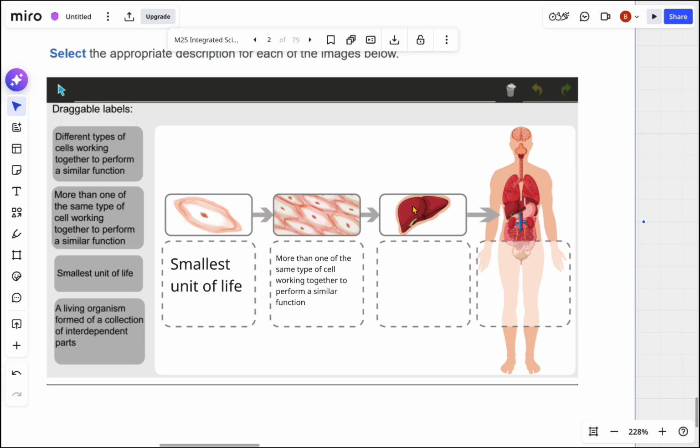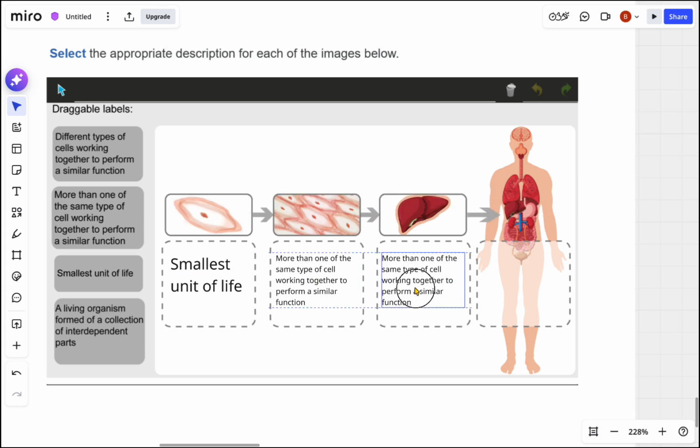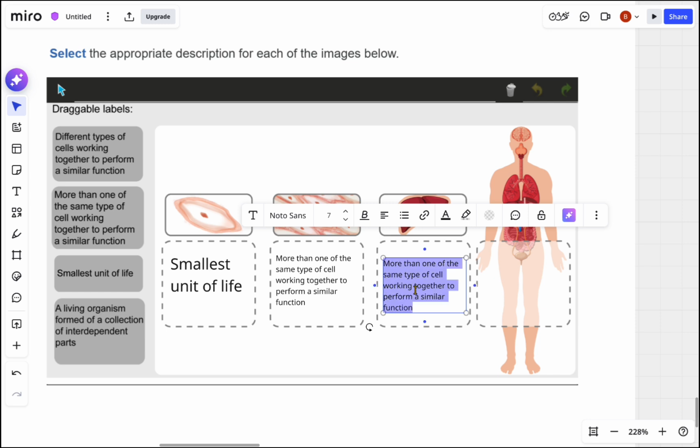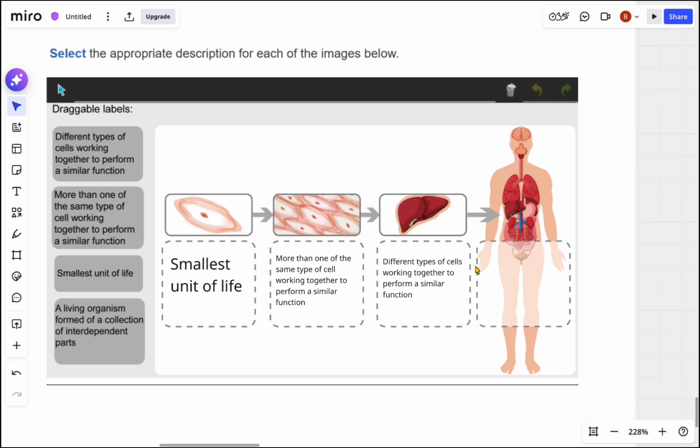But when you go to an organ, it is more complex than a tissue. It is made up of multiple different cells. You can have many types of cells in organs, many types of tissues in an organ. So let's just put that right over there. Different types of cells working together to perform a similar function, and that is our organ over there, because there are different types of cells that are working together to perform a similar function in an organ.